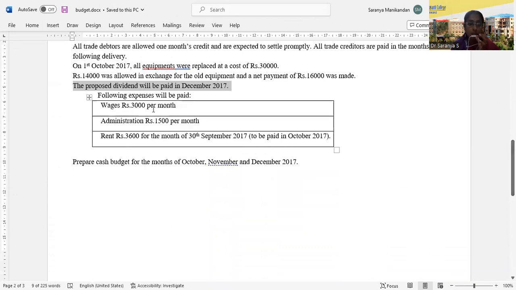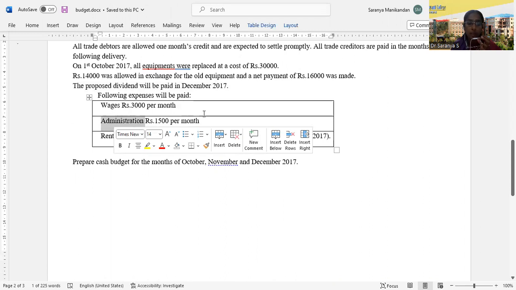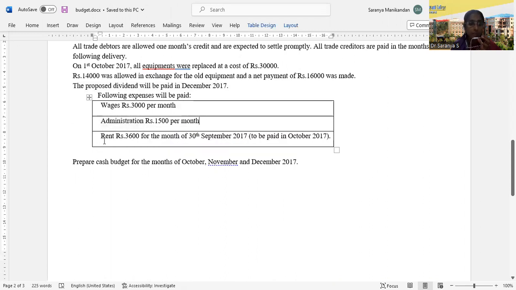And the following expenses will be paid. We have three more items. Wages 3,000 per month. So every month we are paying 3,000. Next item is administration. Every month we are paying 1,500. The last item we have is rent 3,600. This rent amount is for the month of September, but it is to be paid in October 2017. So this September month rent amount we are going to pay in October 2017.